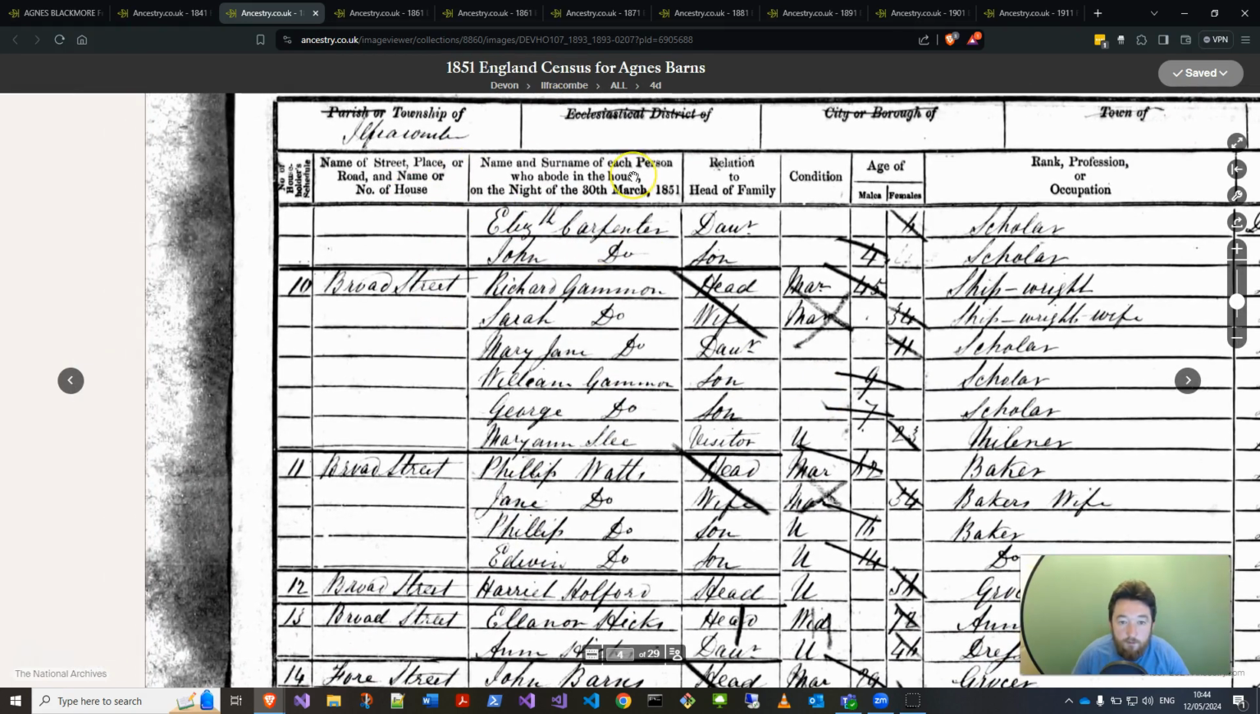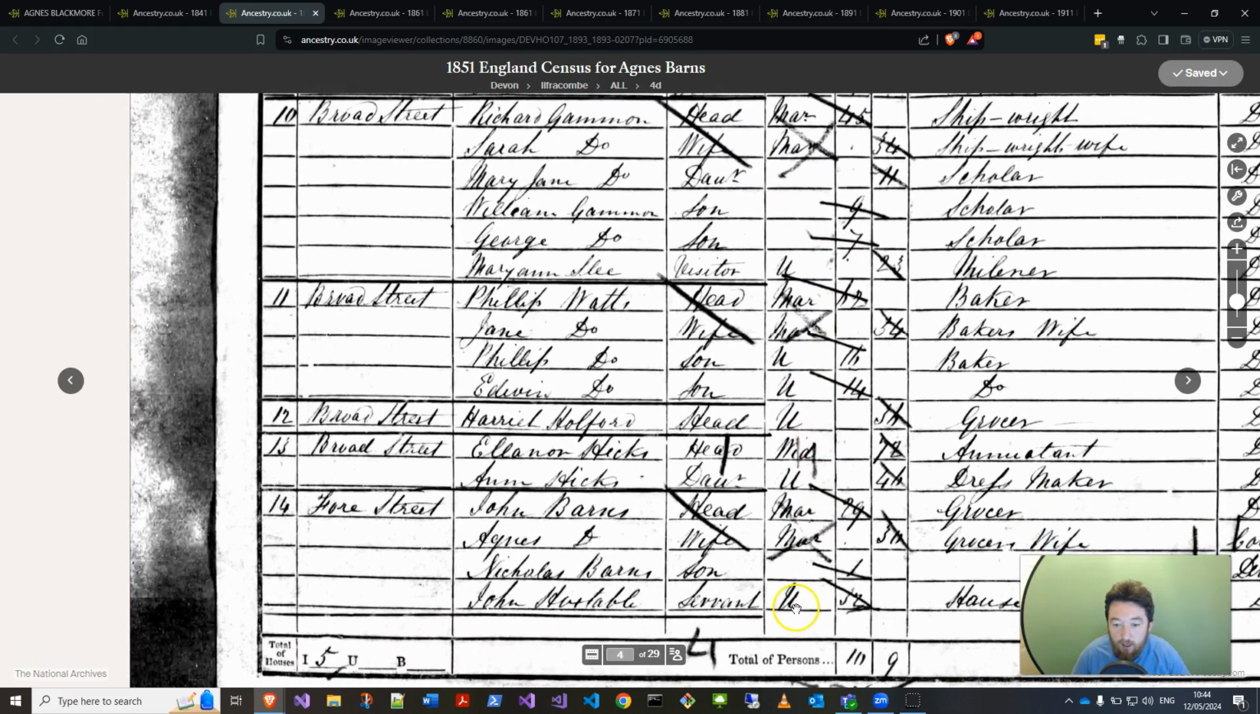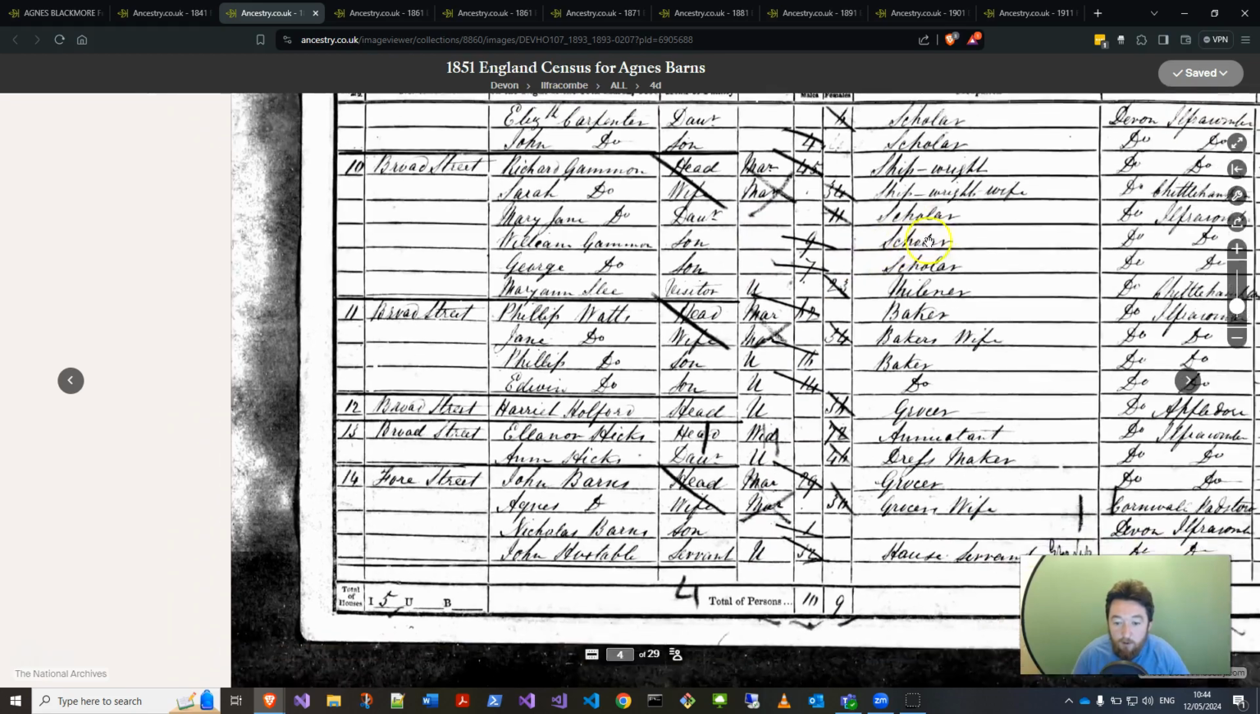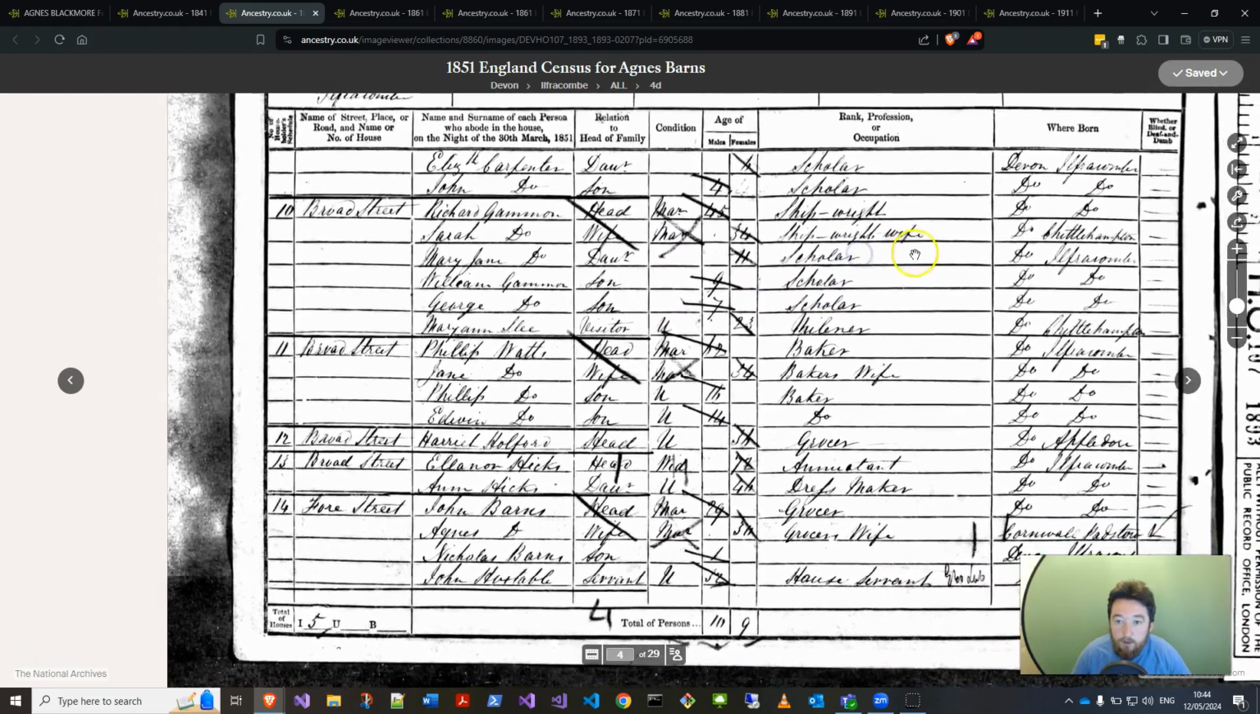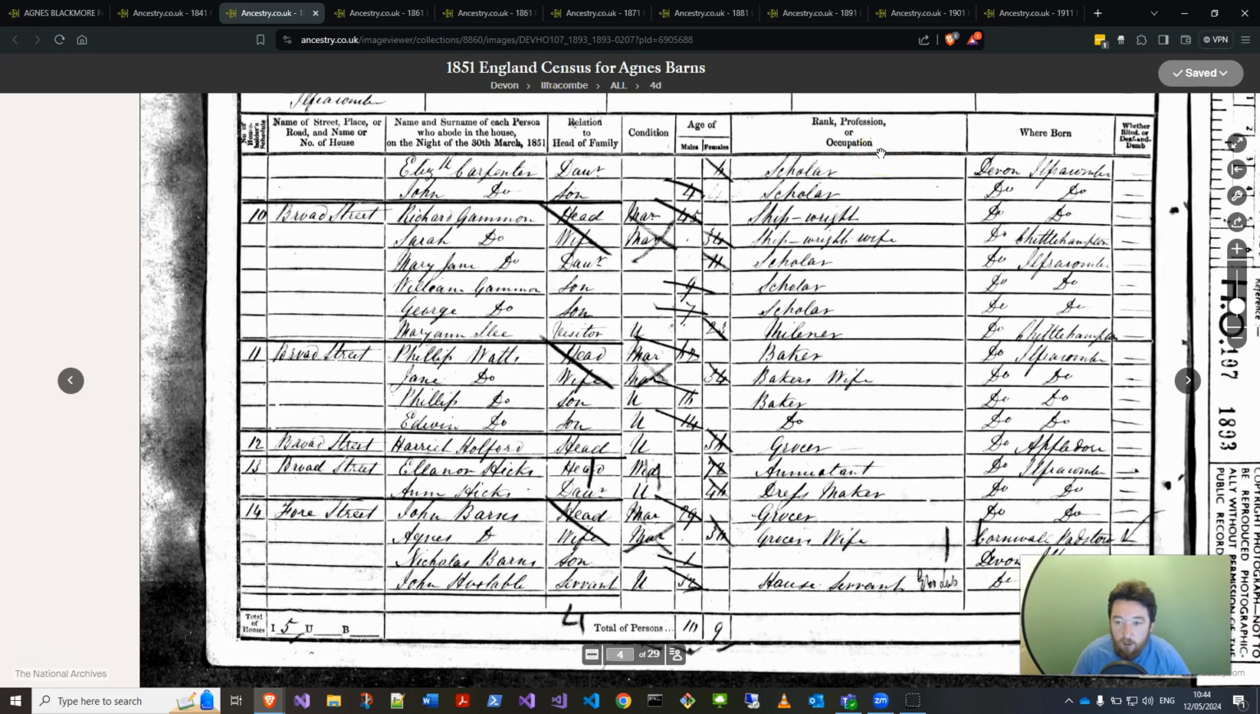So we've got the street name, name and surname, on the night of the 30th of March 1851. So we've got the specific date this was taken, relation to the head of the family, which we didn't have in 1841. Now the condition is marital status. In this case, we've got U for unmarried, Ma for married, Wid for widowed, and not much else. Okay, don't know why they've got blanks. I suppose under the legal age of marriage, so therefore it is implied. And rank or profession or occupation. Okay, great. So we've got a job, scholar being school, and so on.